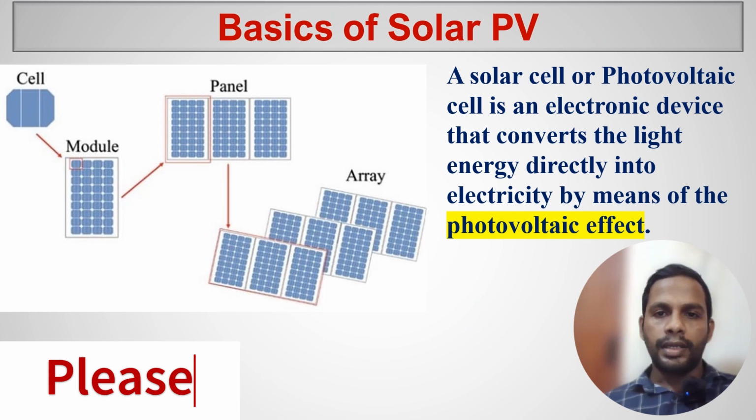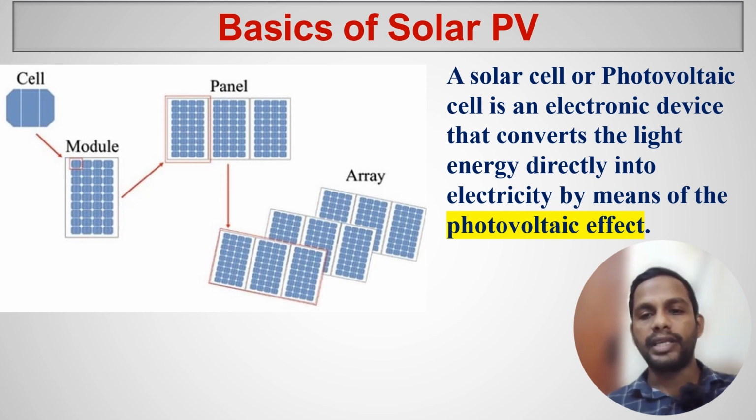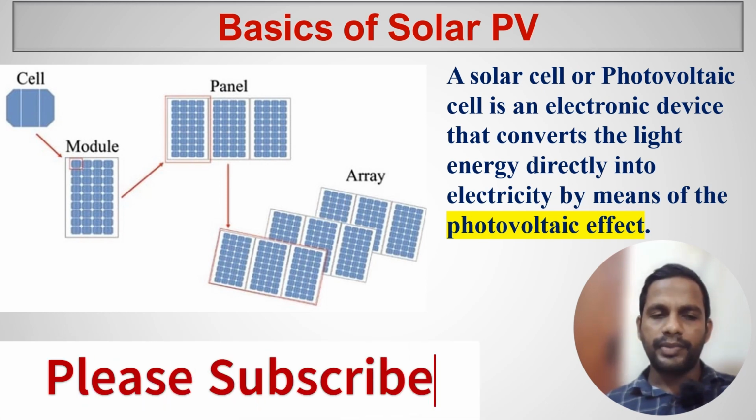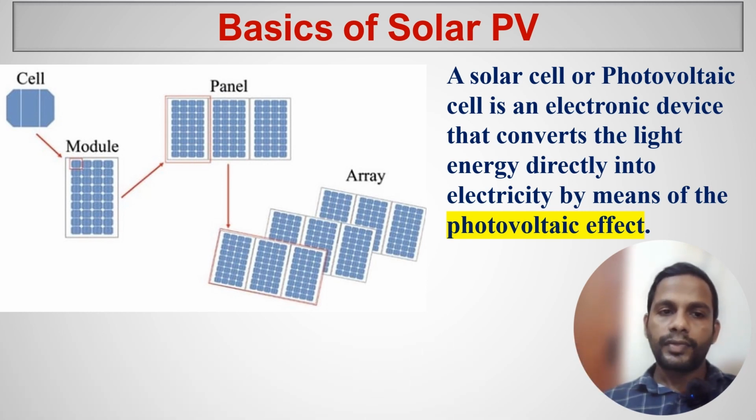A solar PV cell, or photovoltaic cell, is an electronic device that converts light energy directly into electricity by means of the photovoltaic effect. So the solar PV cell is a single unit, the smallest unit, that is the fundamental of this entire solar PV system. Then if you look at the module, we are combining a number of cells to make a module.